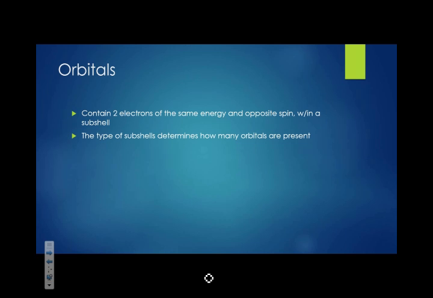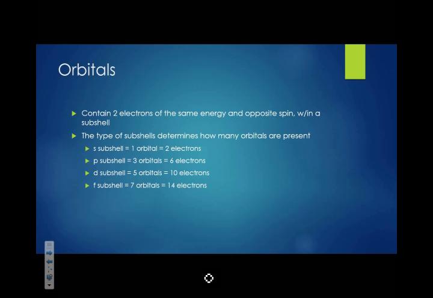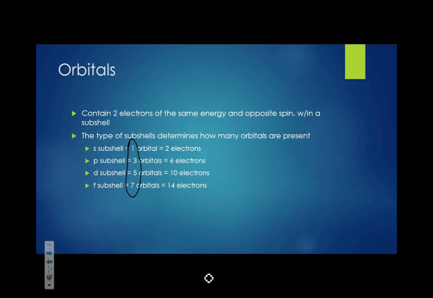The type of your subshell is going to determine how many orbitals are present. So if I have an S subshell, it only has 1 orbital. Since 1 orbital contains 2 electrons, then I have only 2 electrons in an S subshell. A P subshell will contain 3 orbitals, which means it could contain 6 electrons. A D subshell contains 5 orbitals and 10 electrons, and my F subshell contains 7 orbitals and 14 electrons. And if you are having trouble remembering this, just remember 1, 3, 5, 7. S, P, D, F. SPDF.